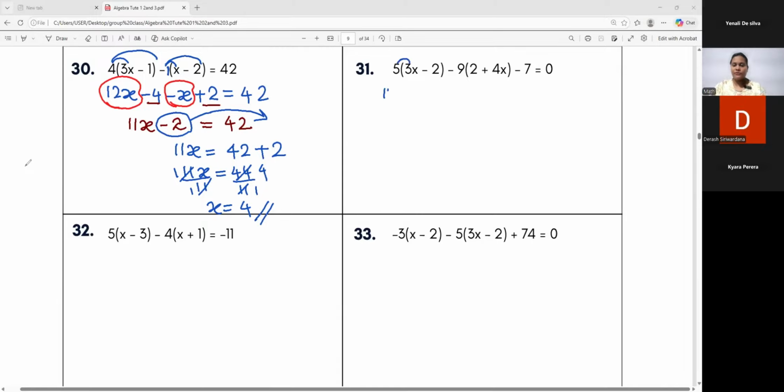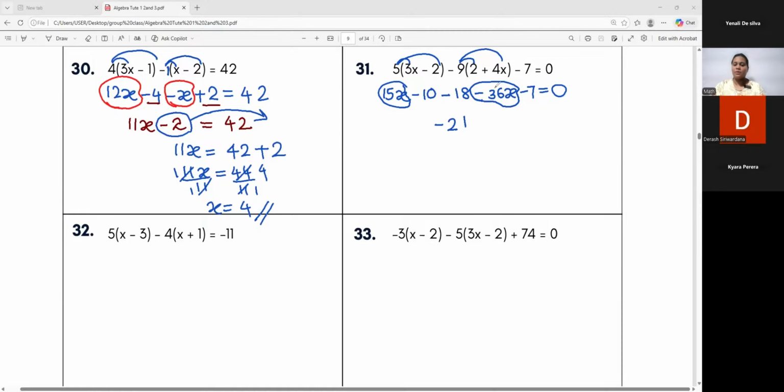5 times 3, 15x. 5 times minus 2, minus 10. Then 9 times 2 and 9 times 4. Minus 9, no. Minus times plus minus. 9 times 2, 18. Again minus times plus minus. 9 times 4, 36. x minus 7 equals 0. Then 15x and minus 36x. Different sign, subtract. 6 minus 5 is 1. 3 minus 1 is 2.